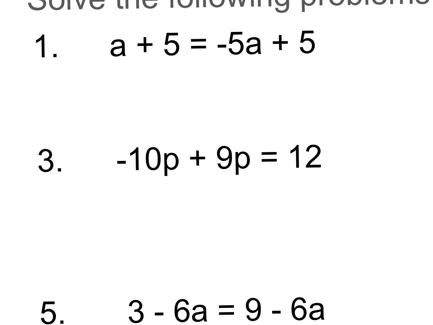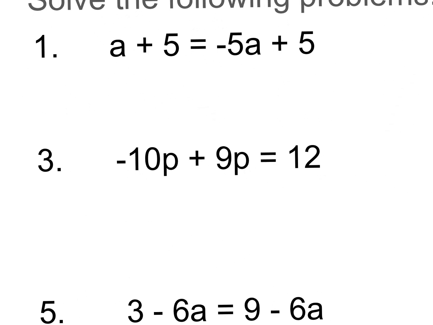All right. So number one. Again, both sides are crowded. It does not matter where you start. So I'm going to subtract off 5 from both sides. And then I have A equals 5A, because positive and negative 5s cancel each other out, right?